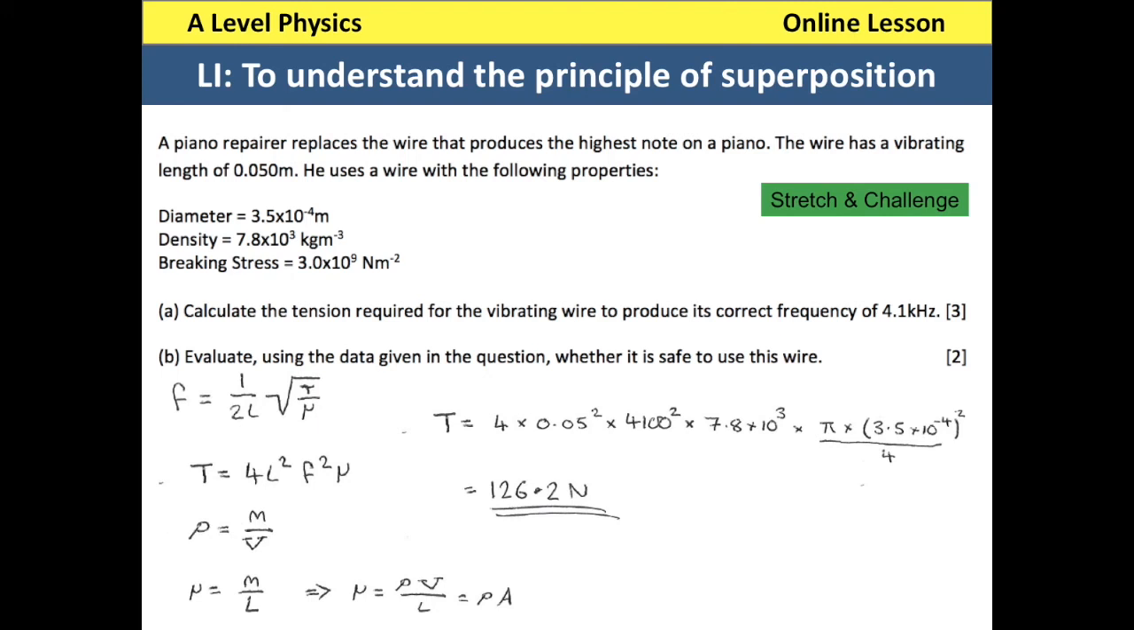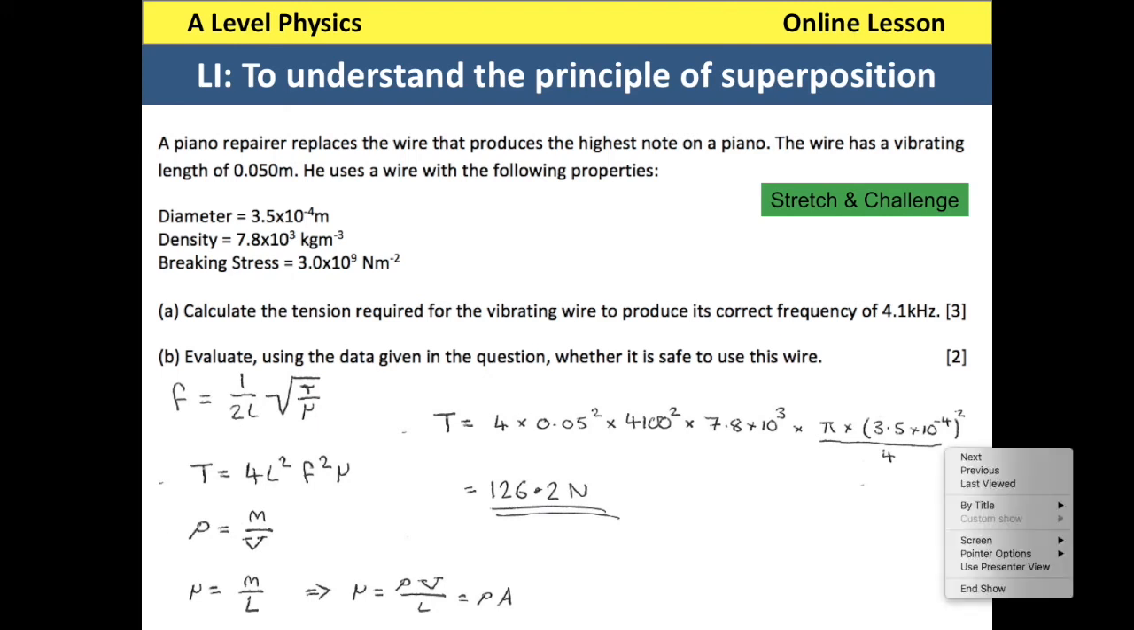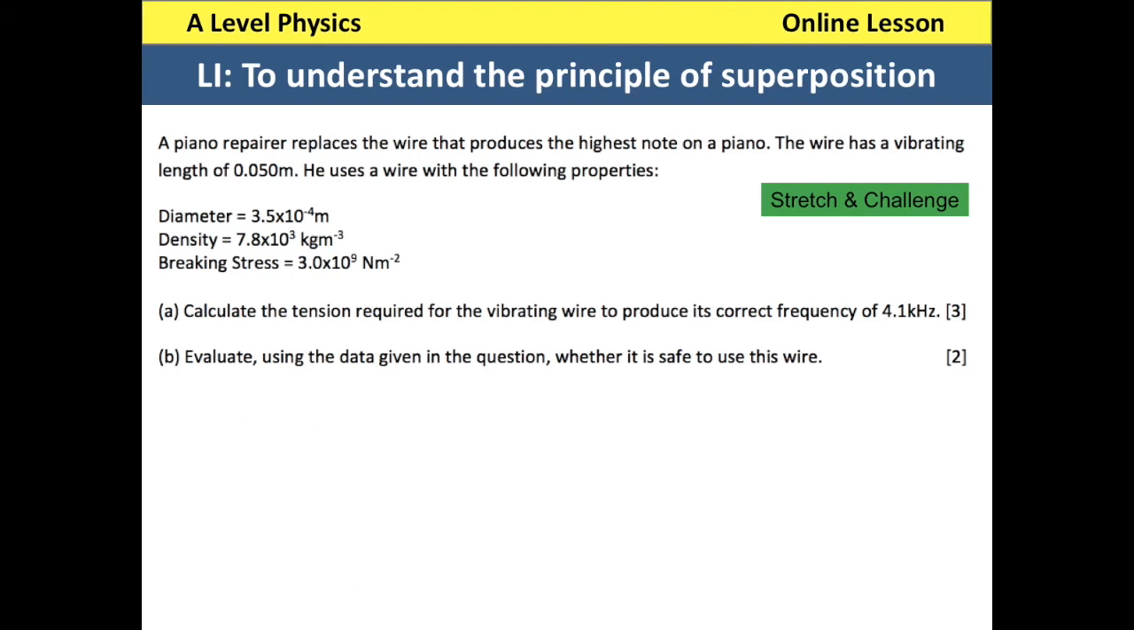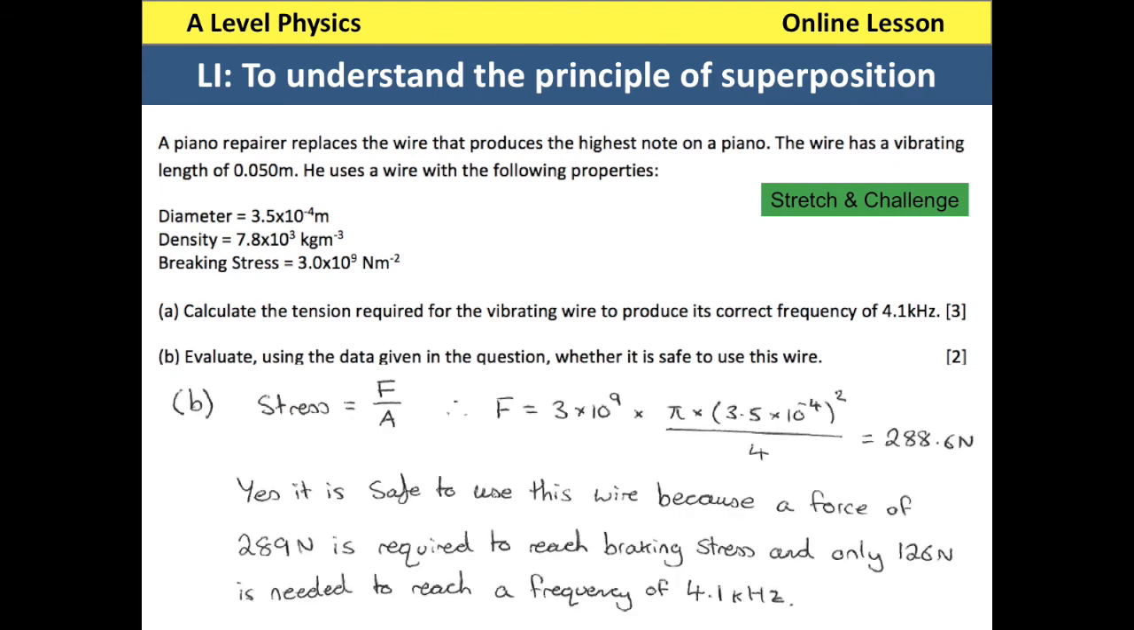Now for part B, we want to evaluate whether this wire is safe to use. To evaluate whether the wire is safe to use, we need to consider what the breaking stress is. The breaking stress is 3 times 10 to the 9. So we need to see if the stress in the wire is actually going to be as much as the breaking stress would be. So stress we know is force divided by area.